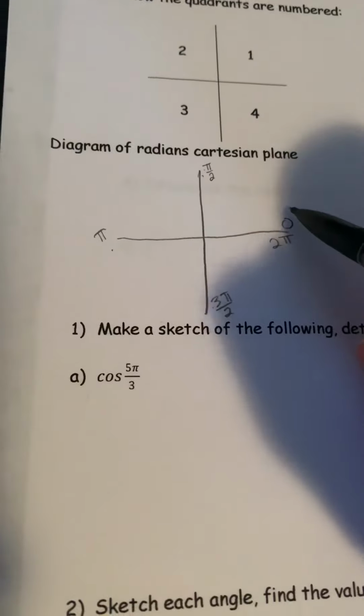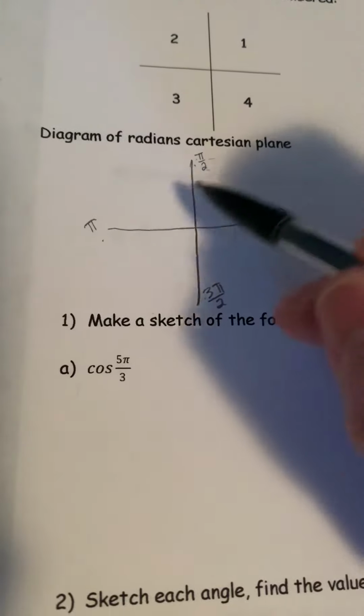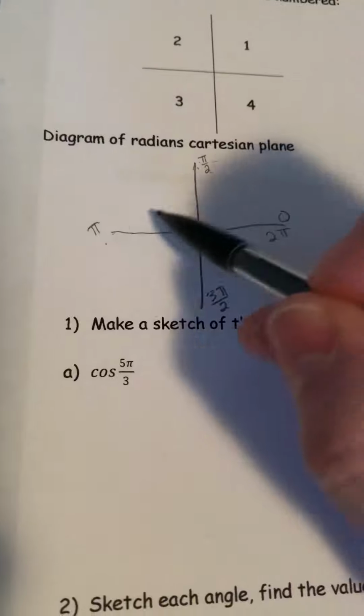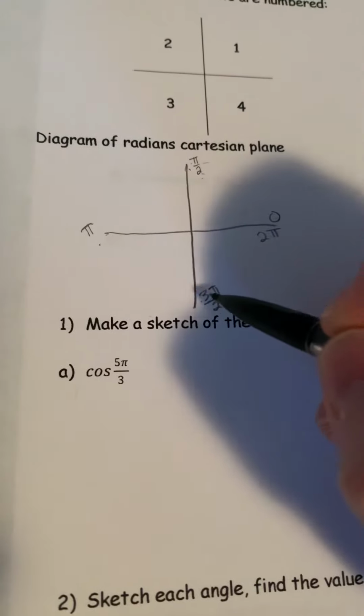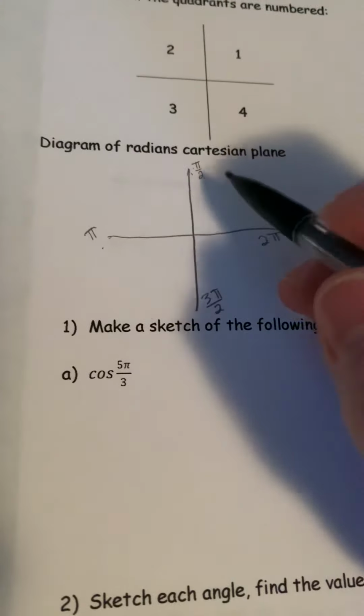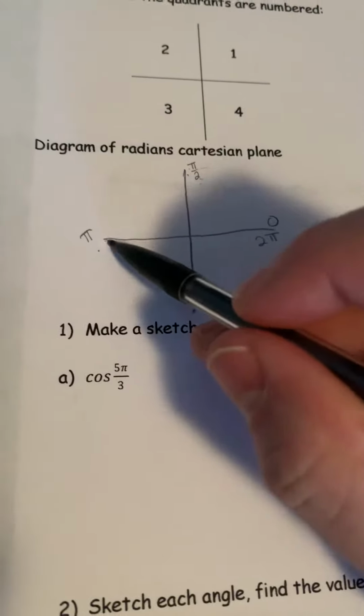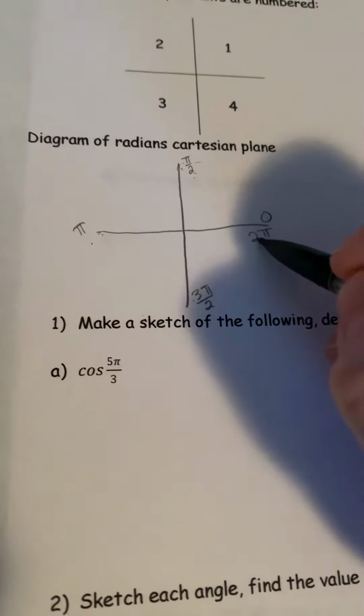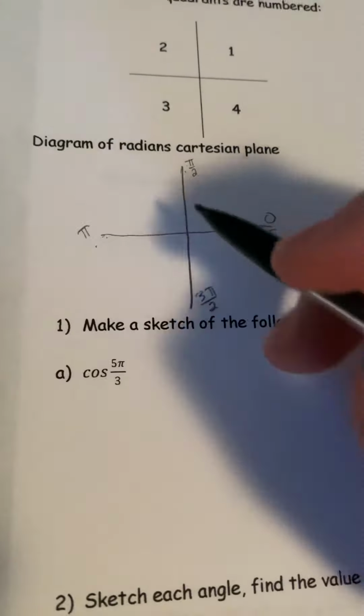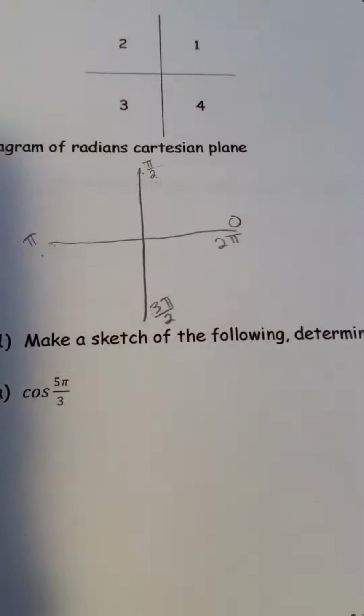Okay, an easy way to remember it. So this is like a half. This is a whole. So half, 1. 3 divided by 2 is 1.5. And then we have 2. So 0.5, 1, 1.5, 2. Okay, so pi over 2, pi, 3 pi over 2, and 2 pi.